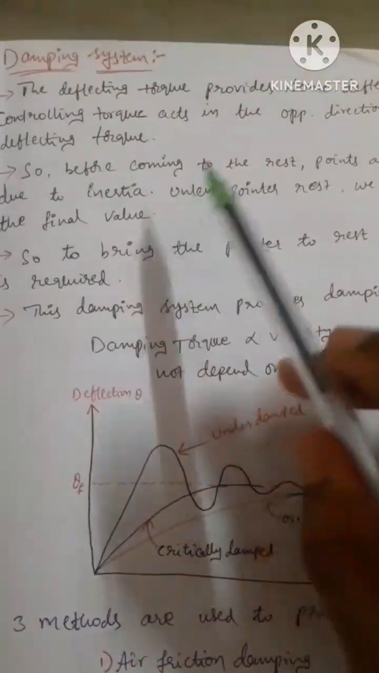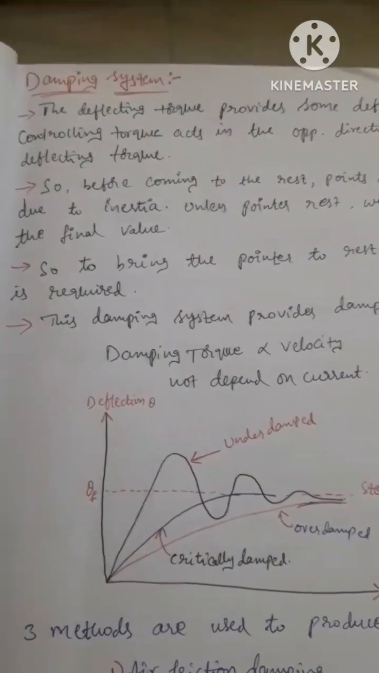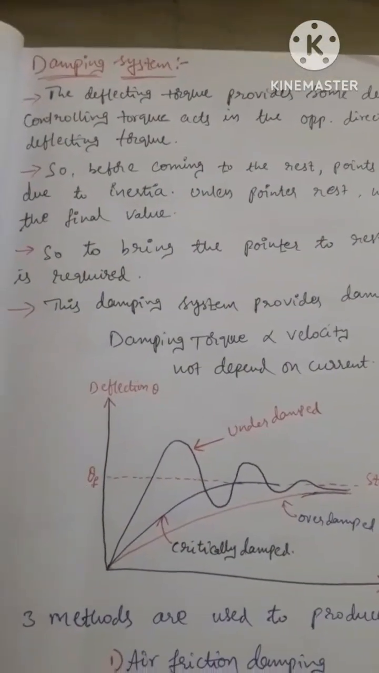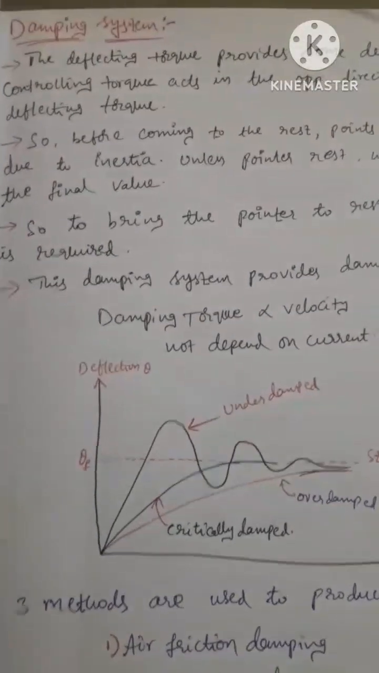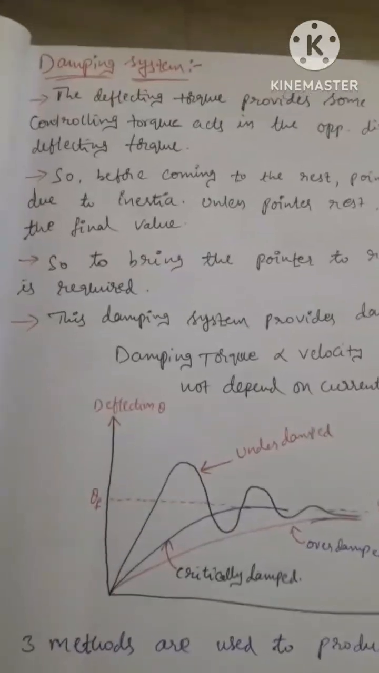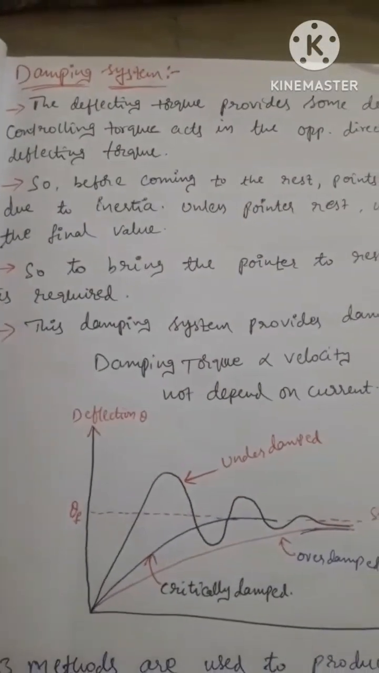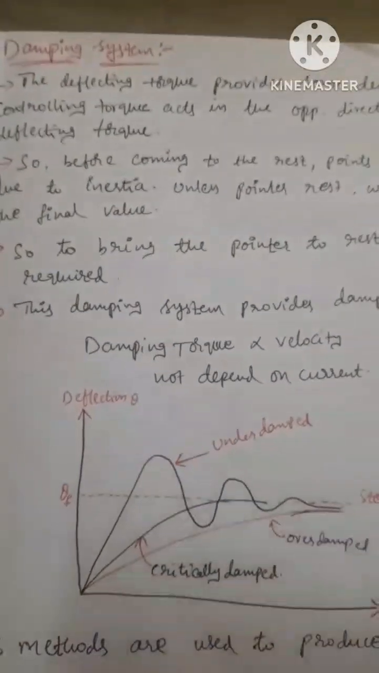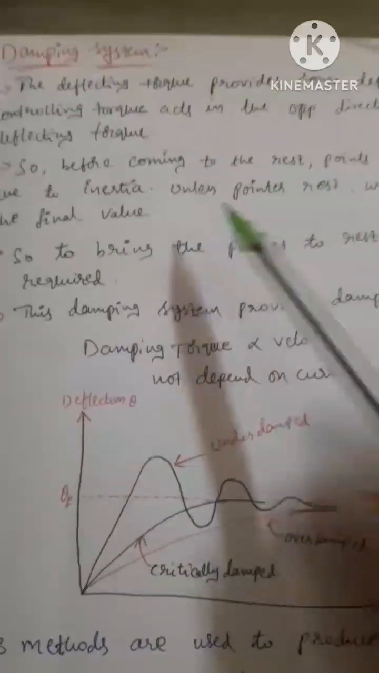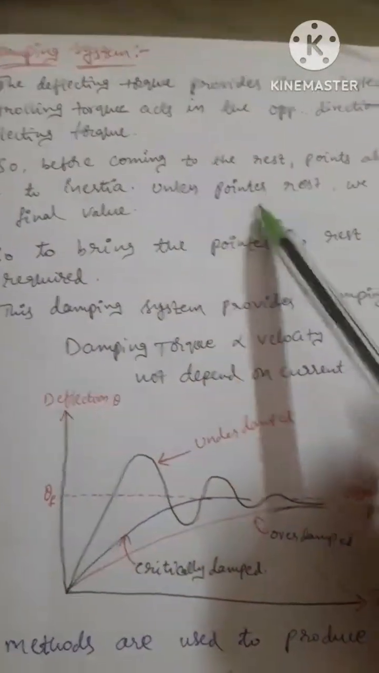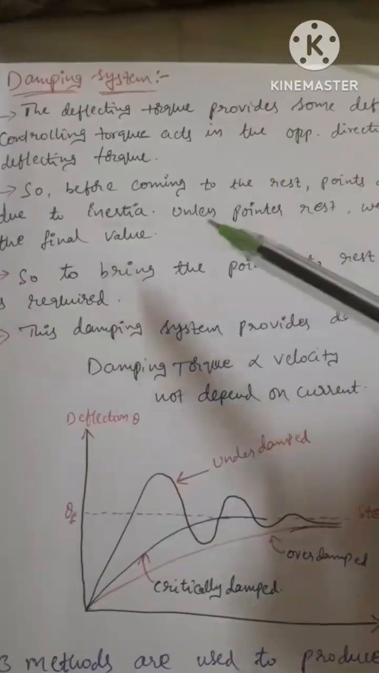If we take another example, a fan, while we switch off the fan, it will take some time to stop the total rotating. Why? It is because of inertia. It moves for some time and comes to the rest position. So it is called inertia. Unless the pointer rests, we can't get the final value.